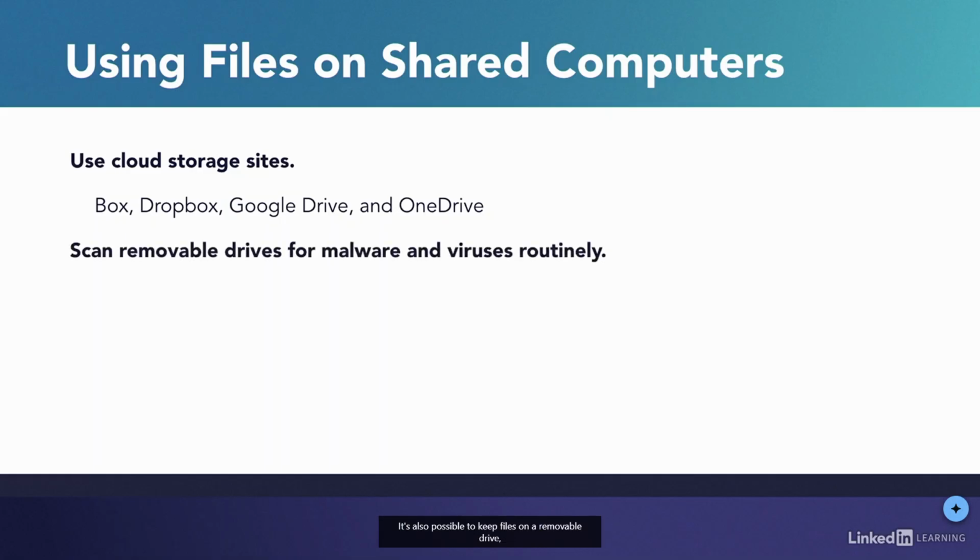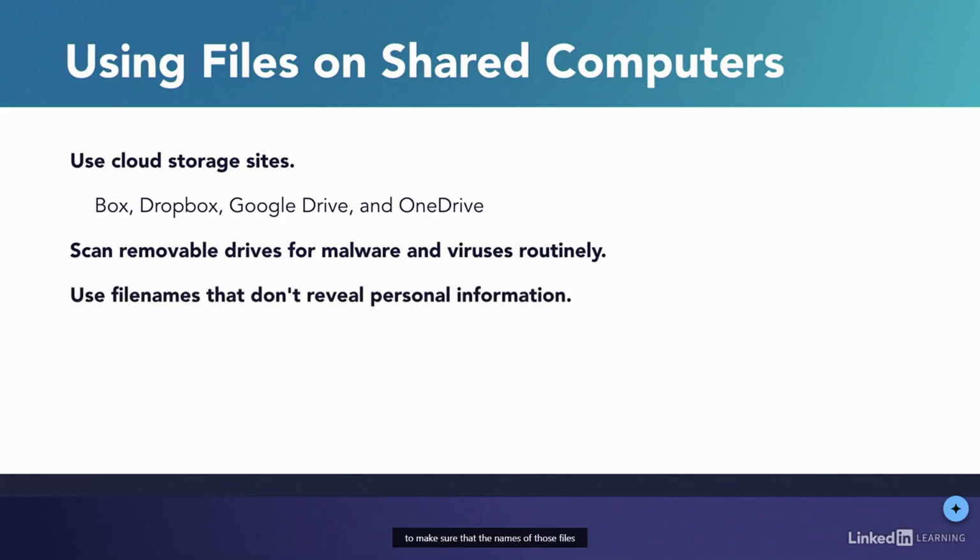It's also possible to keep files on a removable drive, like a USB thumb drive. However, these are at risk of being infected by malware if the computer you're using is also infected. If you do use a USB drive with public computers, it's a good idea to scan it for viruses and malware frequently. When you're working with files, especially on a shared system, it can be a good idea to make sure that the names of those files don't give away any information about you. Often, file names will stick around in dialogues that show recently used files, and if you put information in the file names, even if the file's gone, the information in the name might still be visible to people who use the computer later.